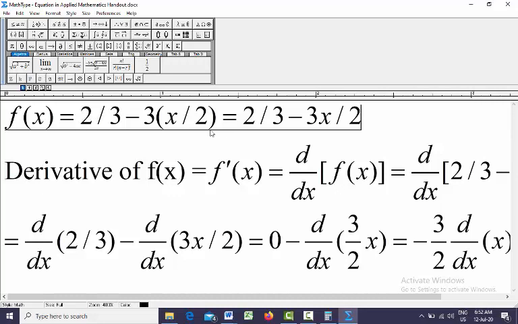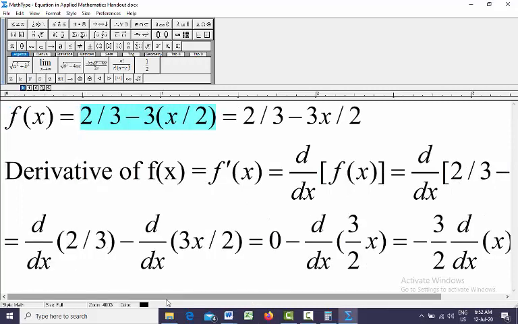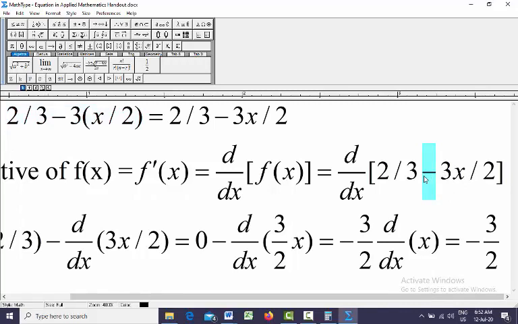So now the function is like this. That means 2 by 3 minus 3 multiplied by x divided by 2. So we have 2 by 3 minus 3x by 2. We need to do differentiation of this one. Here there is a minus inside the function. As I said before, if you see a plus or minus inside a function, you need to separate each of the parts.